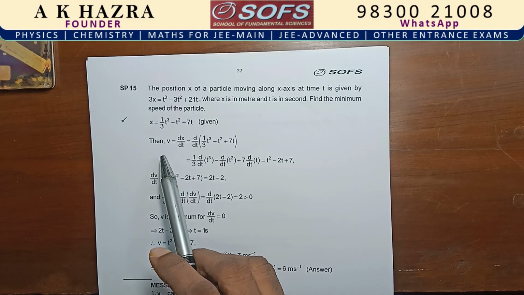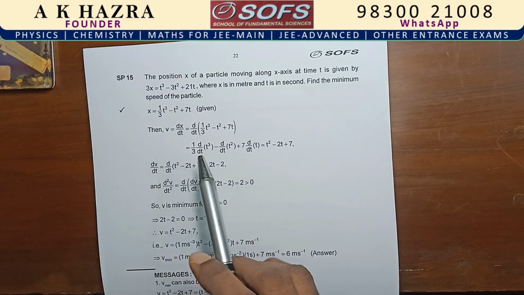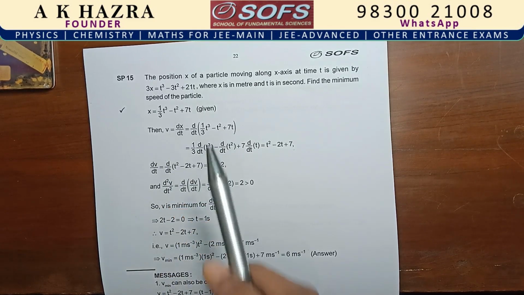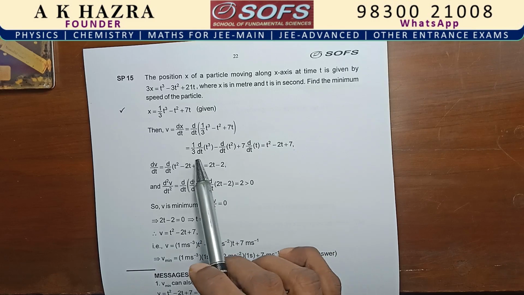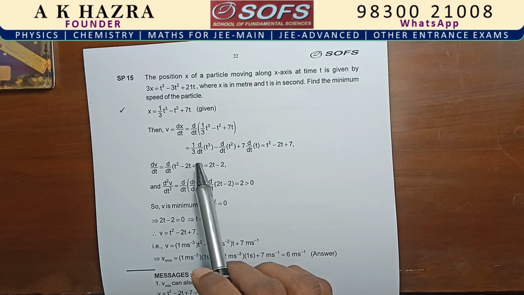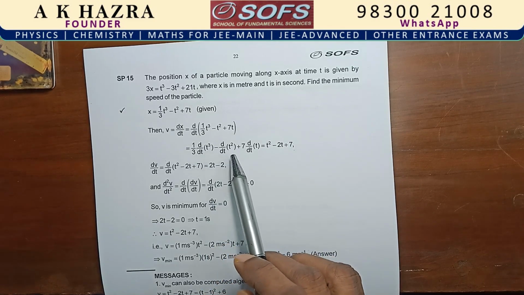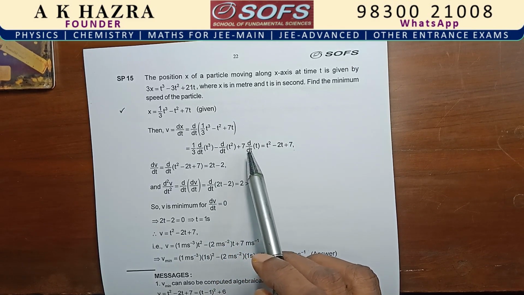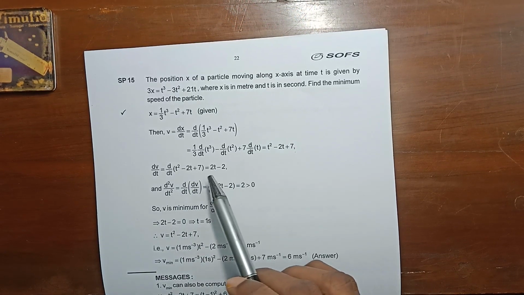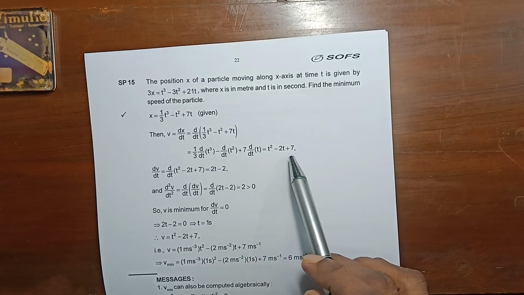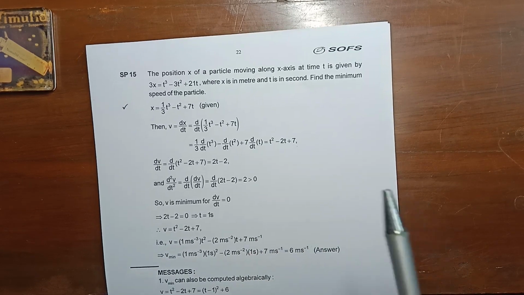So what is the velocity or speed? dx/dt is equal to d/dt of x. x means 1 by 3 t cube minus t square plus 7t. Now apply the property of differential coefficient. So 1 by 3 d/dt of t cube minus d/dt of t square plus d/dt of 7t, where 7 is taken out, property. So it gives 3t square. So 3 cancels out, t square minus 2t plus 7, because d/dt of t equals 1, you know.